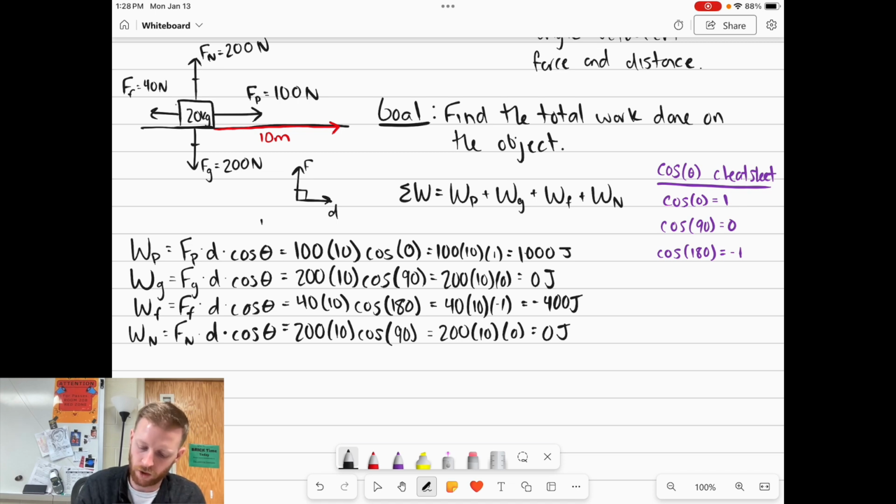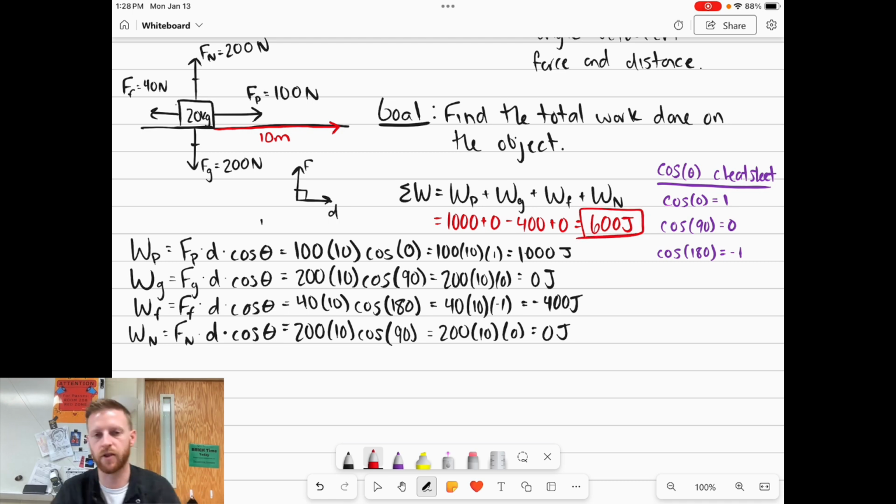Now what was our goal? Our goal here was to find the total work. So that means I've got to take these numbers and plug them in up here. So it's going to give me 1,000 plus 0 plus -400 plus 0, which gives me a whopping 600 joules of total work.